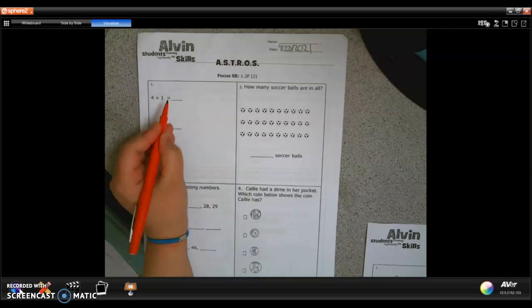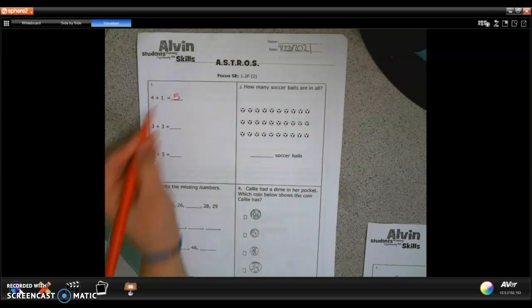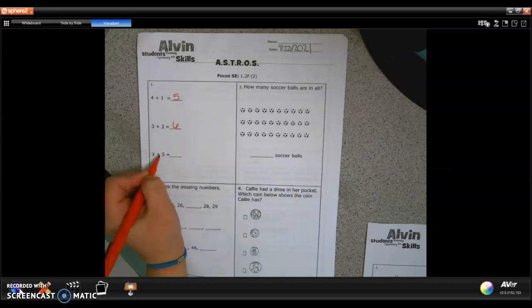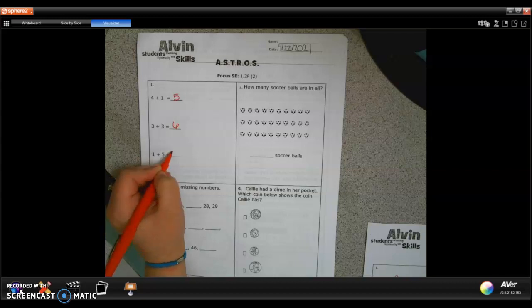So 4 and 1 I know is 5. 3 and 3 is a doubles fact, so I know that's 6. And 5 and 1, I know 5 and 1 more is 6.